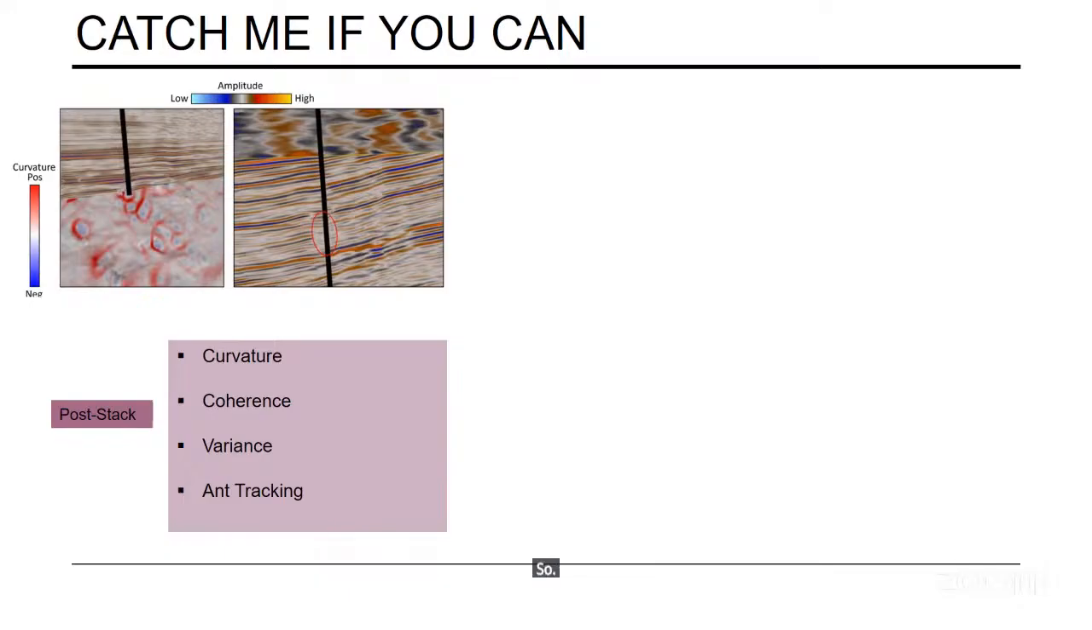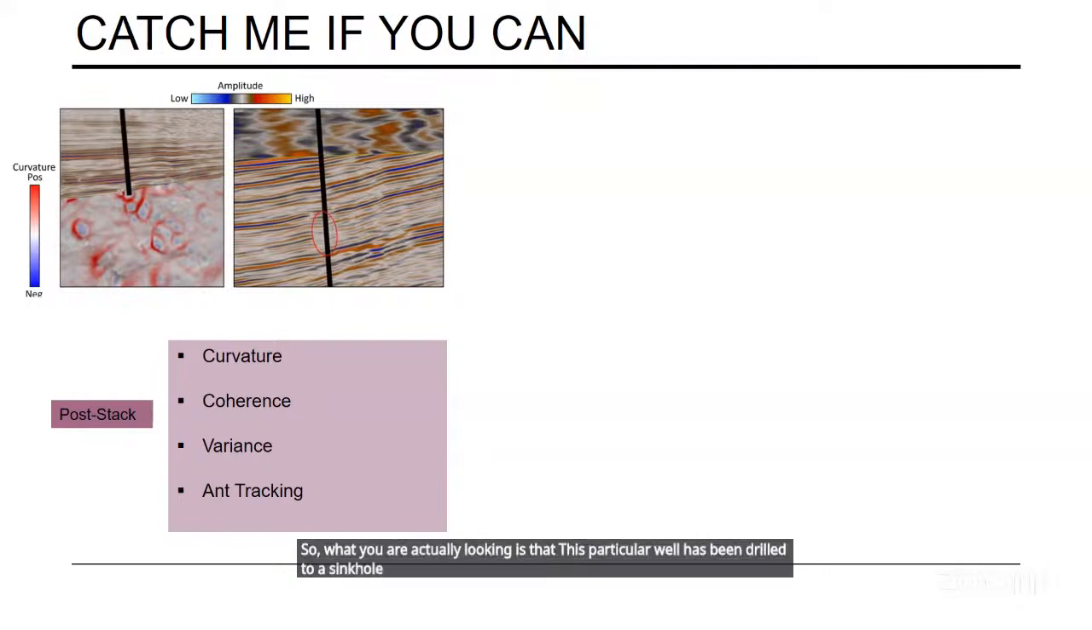Your next question will be, what do we want to imply? What you are actually looking at is that this particular well has been drilled through a sinkhole, where the red is showing the mouth or the top of the sinkhole, which has a positive curvature, whereas the blue is inside the sinkhole, which shows a negative curvature.